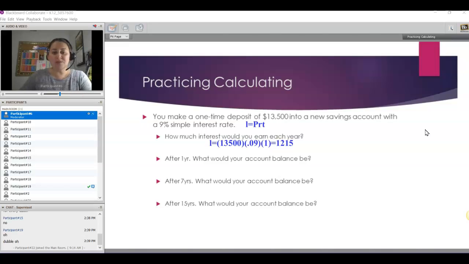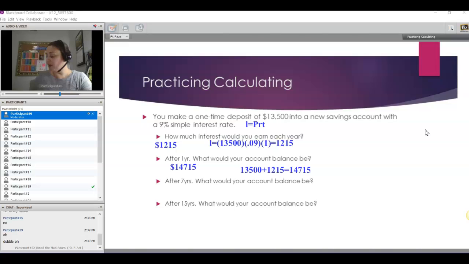Now, what would my balance be? So then I would simply take 13,500 plus $1,215, add that together, and it equals $14,715. So that would be my balance after 1 year. After 7 years, what would my account balance be? Well, I could take my interest of $1,215 and multiply it by 7 because it does not change.